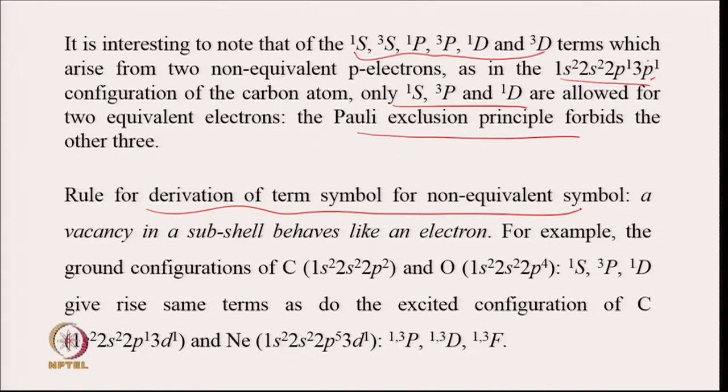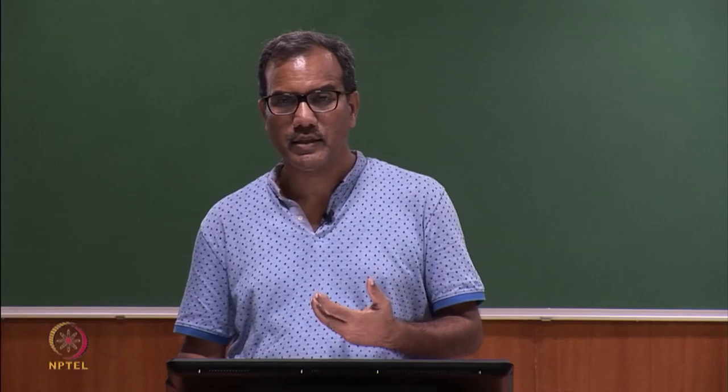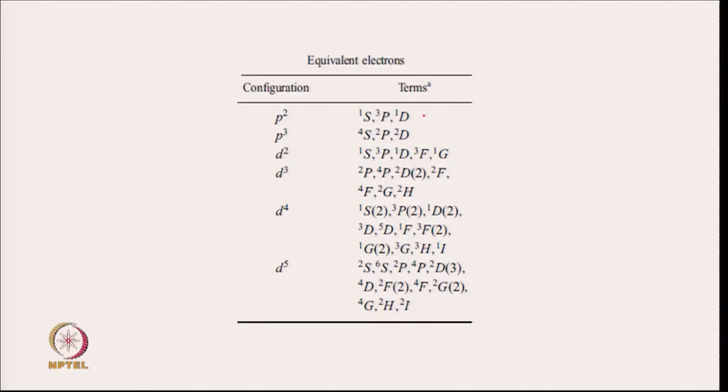For example, the ground configurations of carbon 1s2, 2s2, 2p2 and oxygen give rise to the same terms, as do the excited configurations of carbon 2p1 3d1 and neon 2p5 3d1. So, this is an important simplification when writing different terms. So, p2 is 1S, 3P, 1D; p3 is 4S, 2P, 2D. These are the different terms for different types of equivalent electrons, and you can practice one of them to see whether you understood or not.